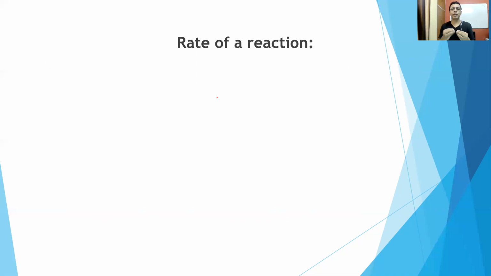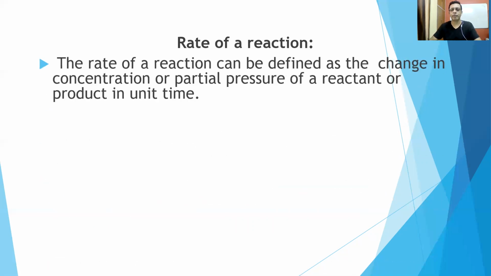We know that in a chemical reaction, when the reactant gets converted to product, as time passes, the reactant concentration decreases and the product concentration increases. So the rate of a chemical reaction can be expressed as the change in concentration of any one of the products or any one of the reactants per unit time, or when gases are involved, it can be defined as the change in partial pressure of the gases in unit time.